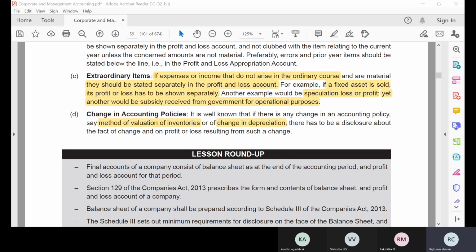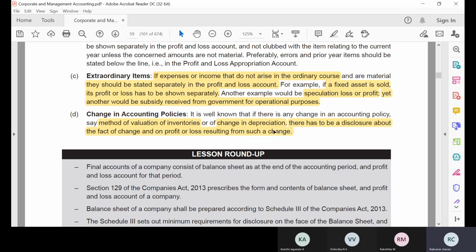In fact there are almost 36 methods, right? More than 30 methods for depreciation, but mostly we follow WDV and SLM method. So you have to disclose, there has to be a disclosure about the fact of change in the profit and loss account. Because of this change in the accounting policy, there will also be a change in your profit or loss, right?